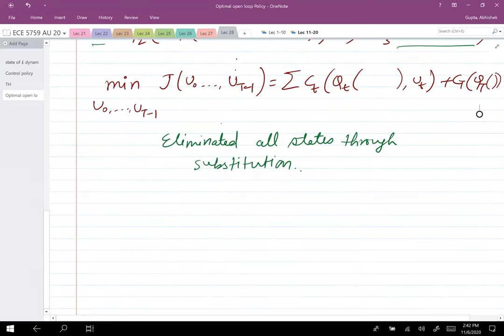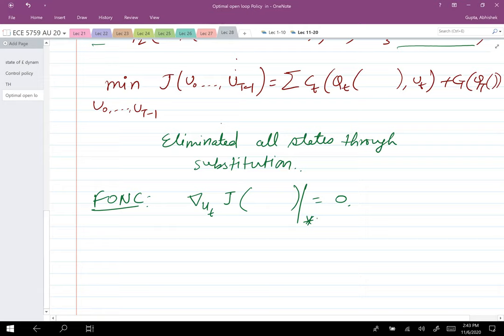Like we always do, whenever we come up with a new optimization problem, we first determine the first order and second order necessary conditions for optimality. So what's the first order necessary condition for optimality here, now that you know that this is a giant unconstrained optimization problem? The first order derivative has to equal zero. That's right. So at the optimal point, you want the first derivative of J with respect to every ut to be equal to zero, and this should hold for all time t from zero to T minus one. So that's the first order necessary condition.